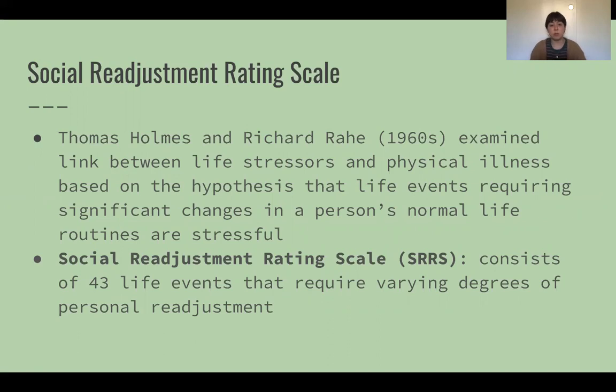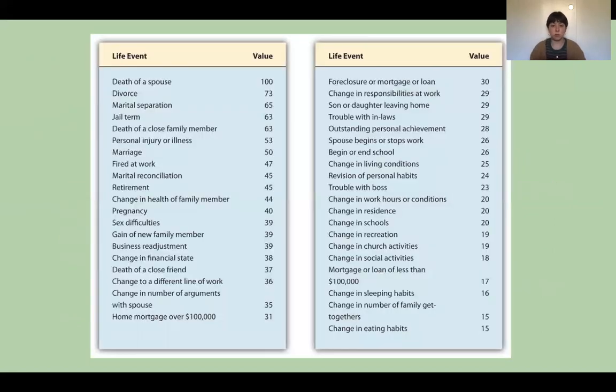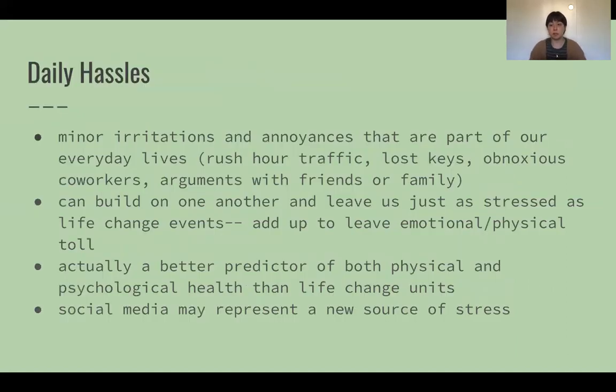They examined the link between life stressors and physical illness based on the hypothesis that life events requiring significant changes in a person's normal life routines are stressful. So the scale consists of 43 life events that require varying degrees of personal readjustment. And I've attached a little diagram so you can see. So the top ones, death of a spouse, divorce, marital separation, jail time, those are the top stressors, and so on.